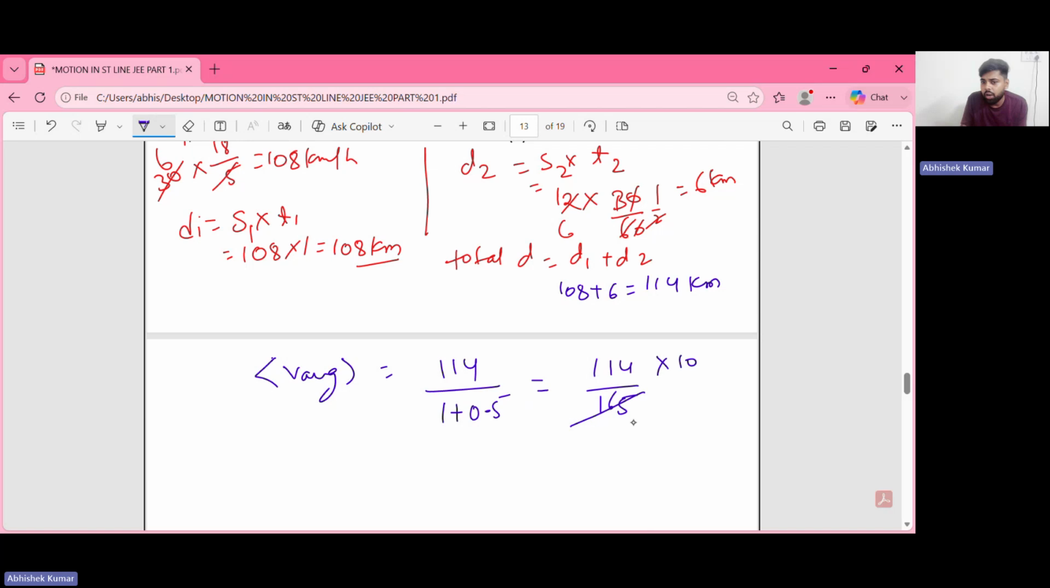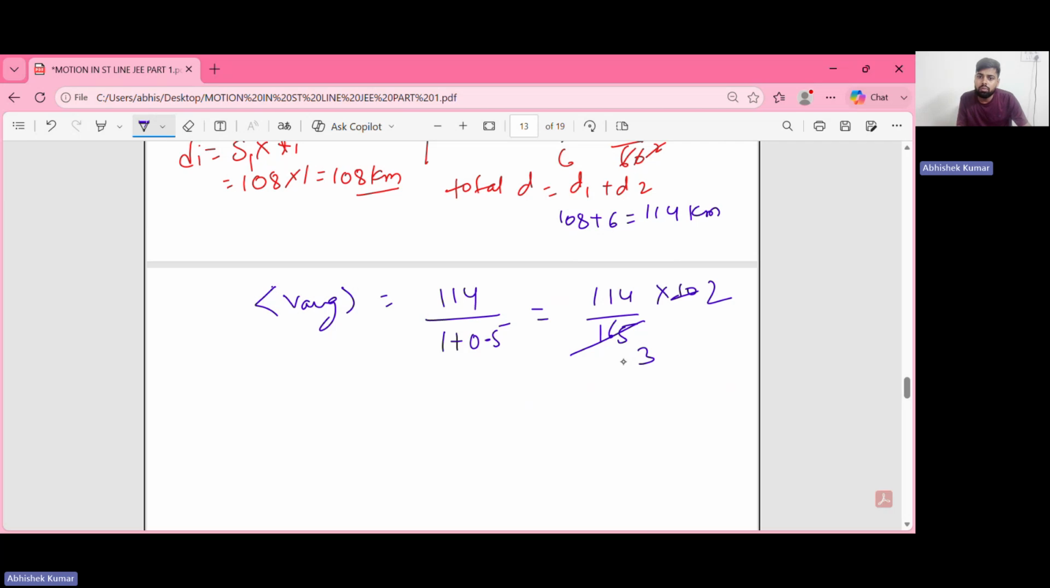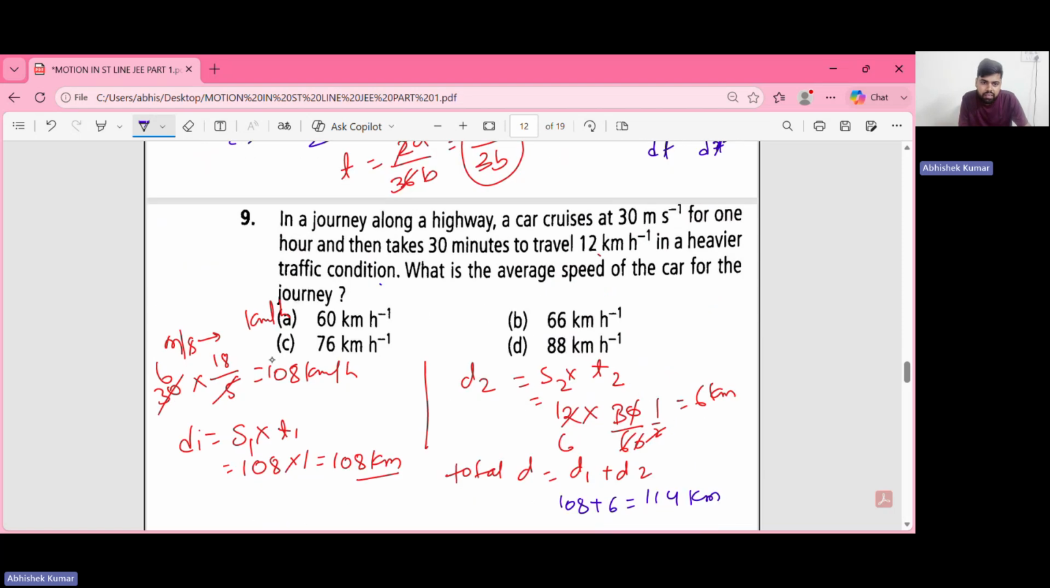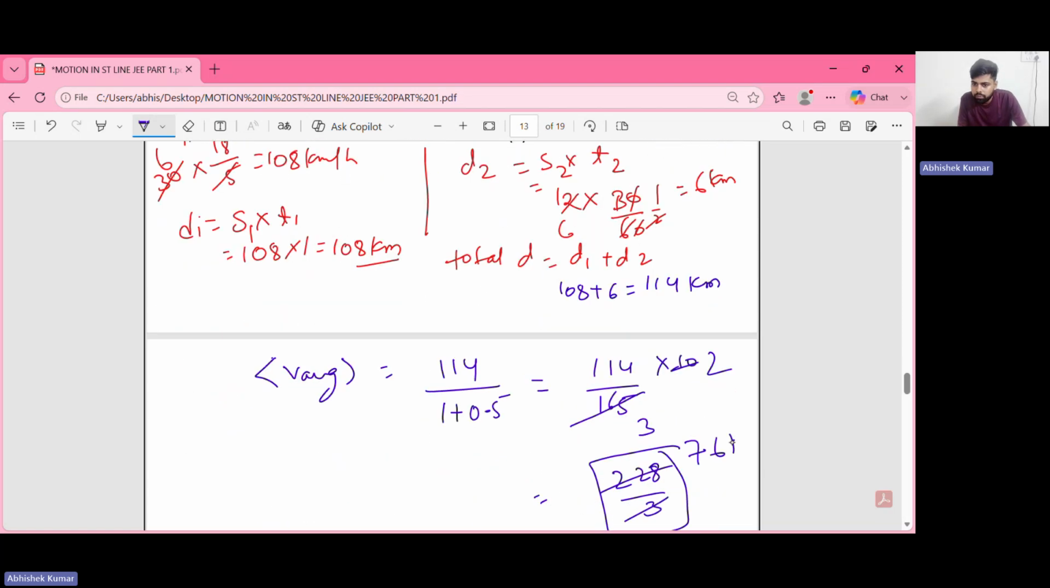Clear? Now cancel it. How much will cancel? 3 and here 2. Because see, 5 3s are 15, 5 2s are 10, clear? Now just this one you divide. How much will come? 228 by 3. Just solve this value and try to get the answer. You will get some equal value. 3 7s are 21, and 6. Here 76 will come. What is the answer? 76 kilometer per hour. Clear to all?